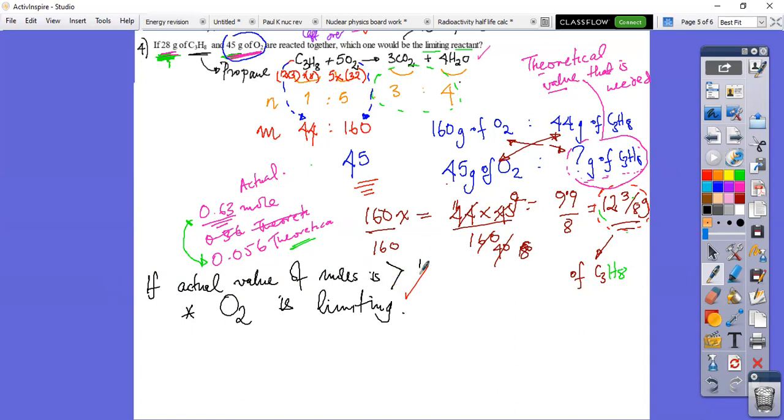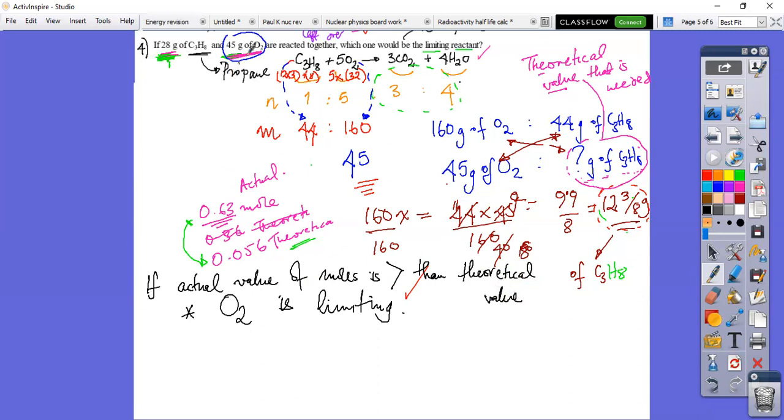So will I do 0.056 times 44 first? So 0.056 times 44? Yeah, 44. Correct. And then so that's 2.475. And then so will I take that away from 45?